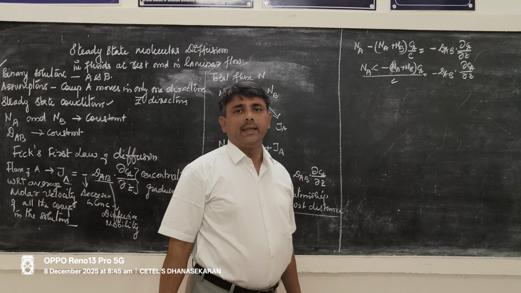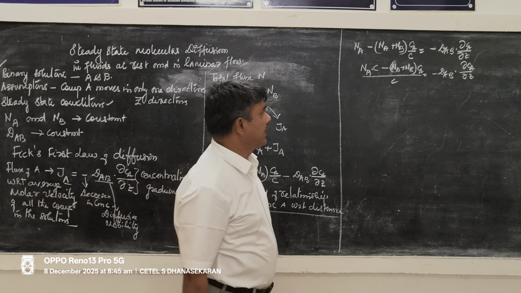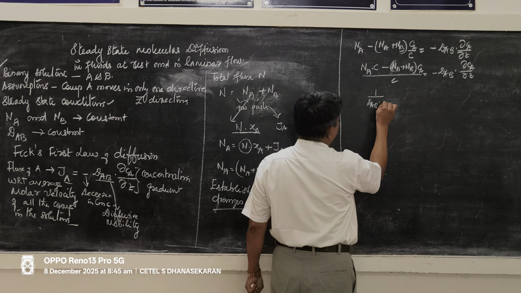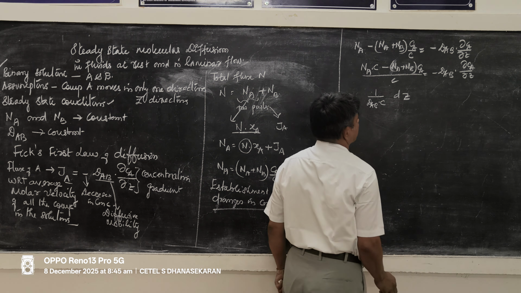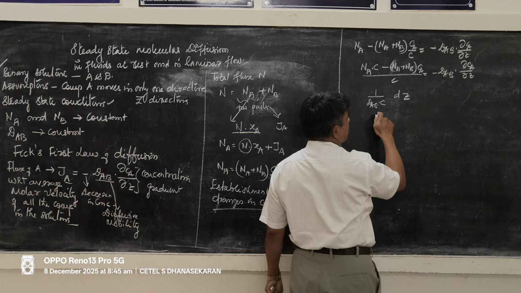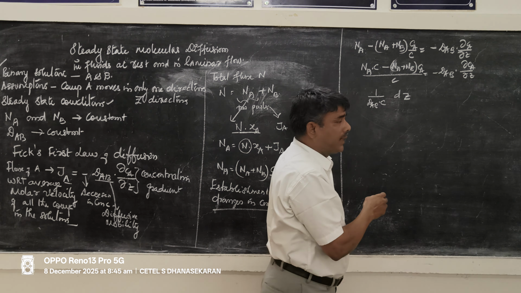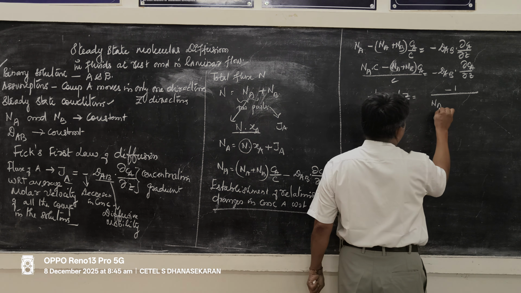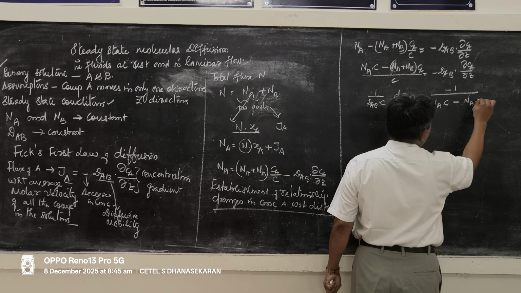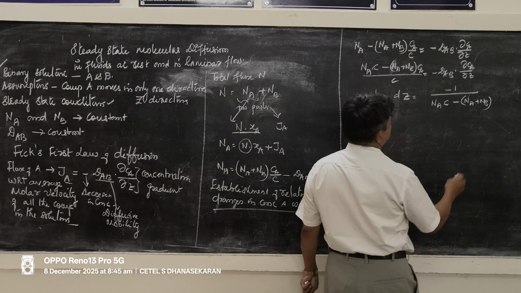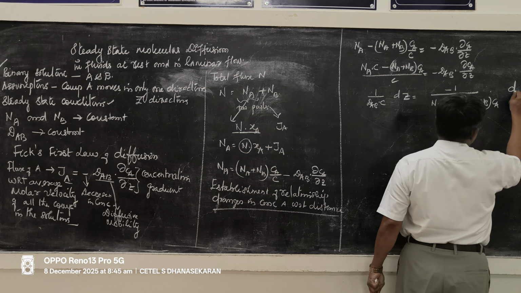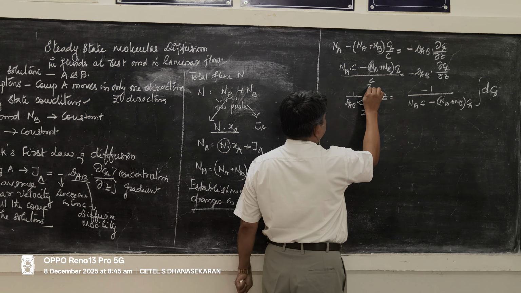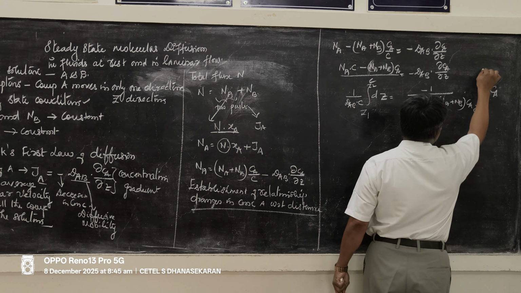Now I am going to integrate this equation. That means 1 by DAB into C into dZ. This DAB comes under this equation and dZ will be in the denominator. Clear? Again, minus 1 divided by (NA C minus (NA plus NB) into Ca) into dCA. Integration from limits Z1 to Z2, Ca1 to Ca2.